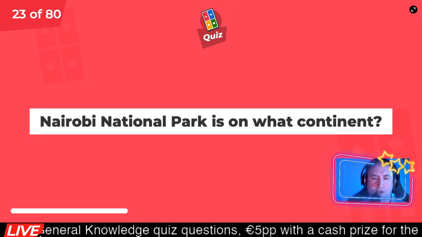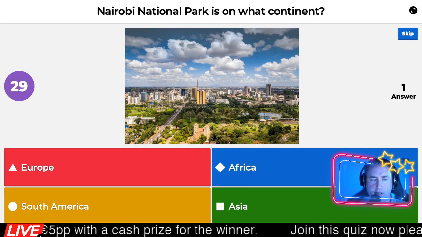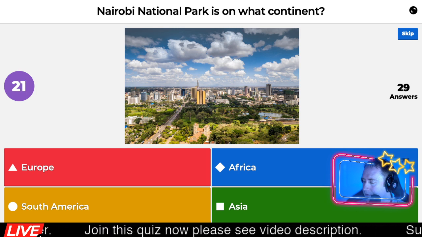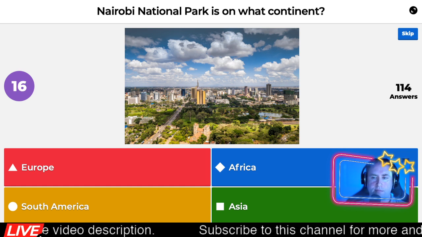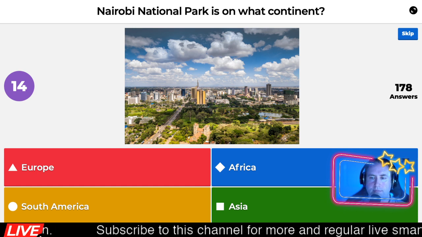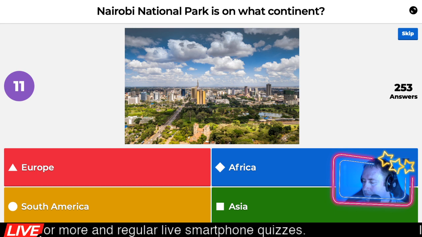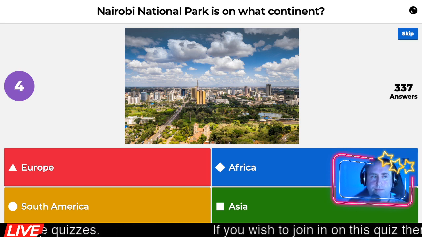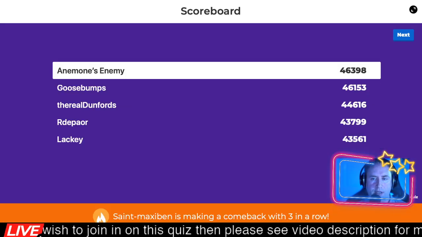Okay, so question number 23, multiple choice. Nairobi National Park is on what continent? Europe, Africa, South America, or Asia? It is Africa, 317 correct answers. Top five as they were.